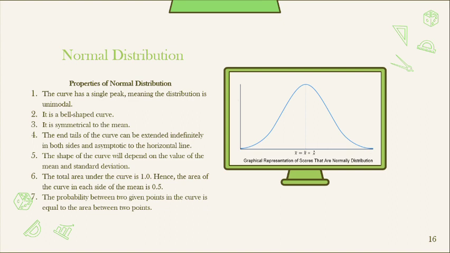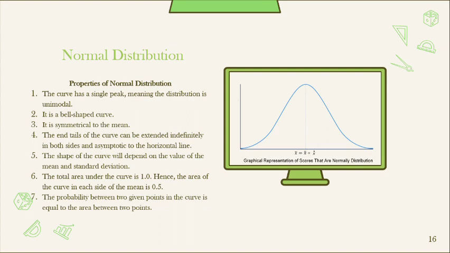Next, the tails of the curve can be extended indefinitely in both sides and asymptotic to the horizontal line. So, makikita nyo, dalawa yung tail niya. And yung tail niya is, pwede siyang ma-extend indefinitely. Next is, the shape of the curve will depend on the value of the mean and standard deviation. Kasi, nakadepende sa mean and standard deviation kung gaano siya mataas ba siya, manipis, or malapad, something ganyan. Pero, bell-shaped pa din siya. And equal pa din yung both sides niya.